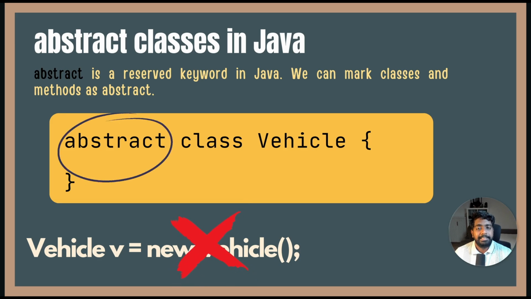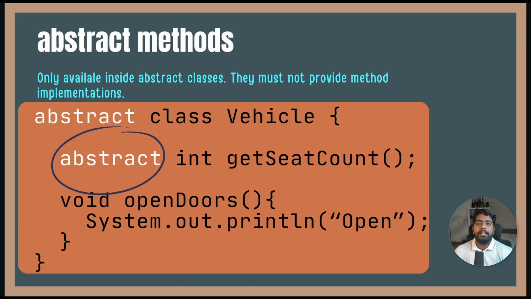Therefore, Java does not allow you to create objects out of an abstract class. Like I said, you can also mark methods as abstract, but make sure you must be inside an abstract class to do so. For example, in this case, we have the vehicle class, and inside the vehicle class, I have marked a method called getSeatCount as abstract.